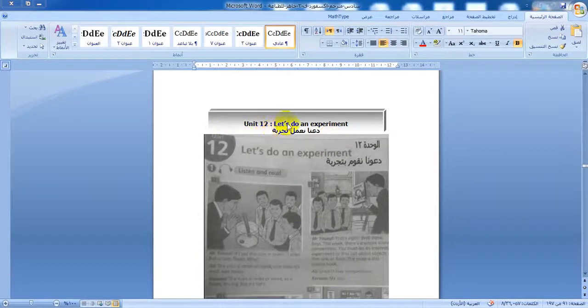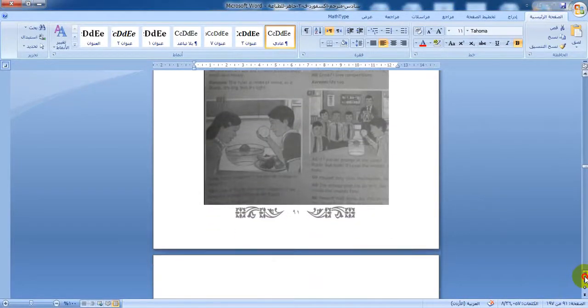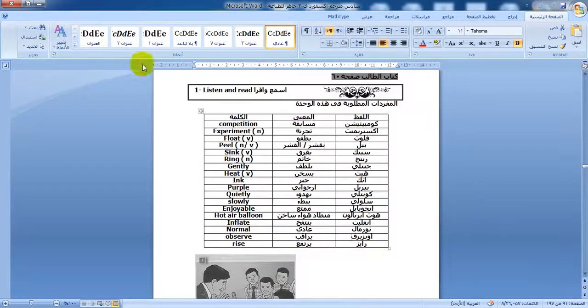Unit 12. Let's do an experiment. 1. Listen and read. المفردات المطلوبة في هذه الوحدة: competition, experiment, flute, peel, sink, ring, gently, heat, ink, purple, quality, slowly, enjoyable, hot air balloon, inflate, normal, observe, rise.